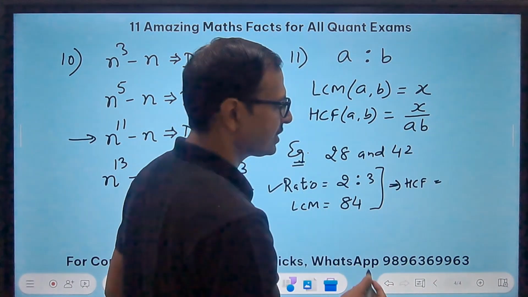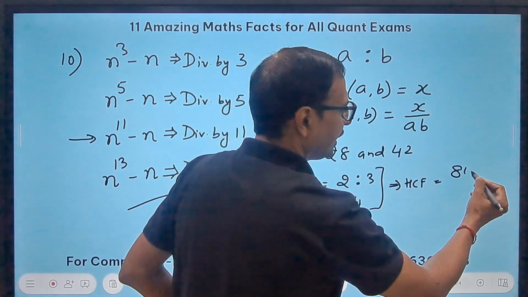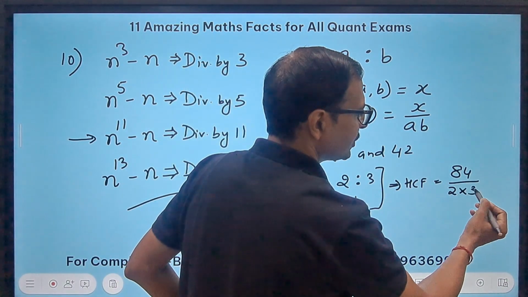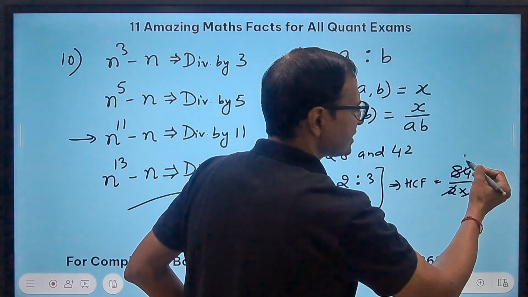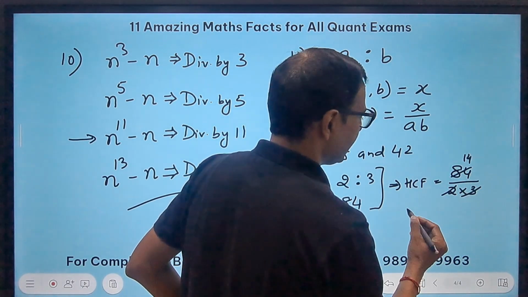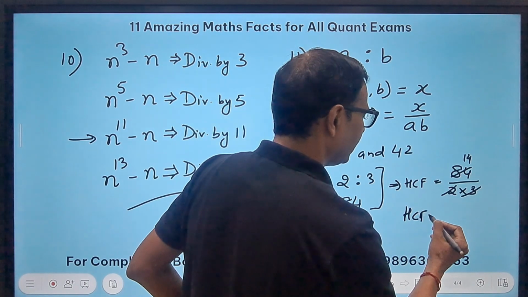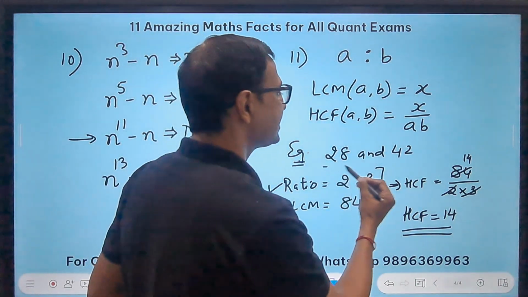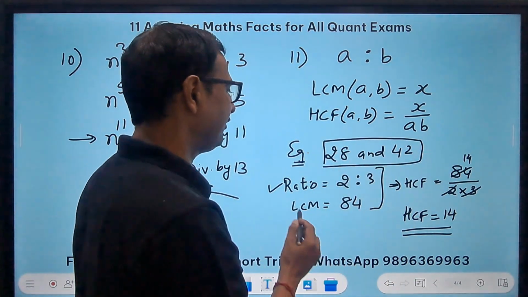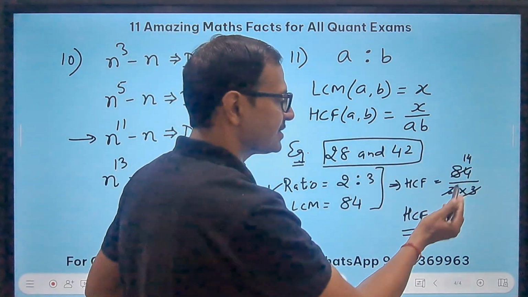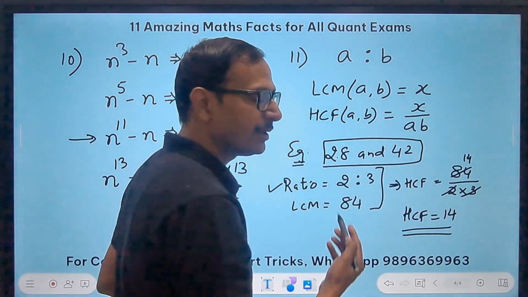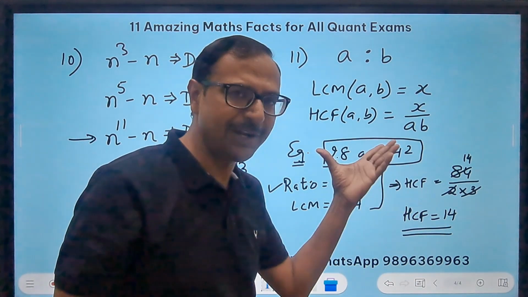So what will be my answer? Just take the LCM and divide it by the product of these 2, 2 into 3, so 6, right? And 6 cancels this 84, 14 times. So the HCF of the required numbers is 14. So you don't have to find the numbers. I took this as an example and I framed the question and I got my answer. HCF is 14. You can check. 14 2s are 28. 14 3s are 42. So HCF is indeed 14.